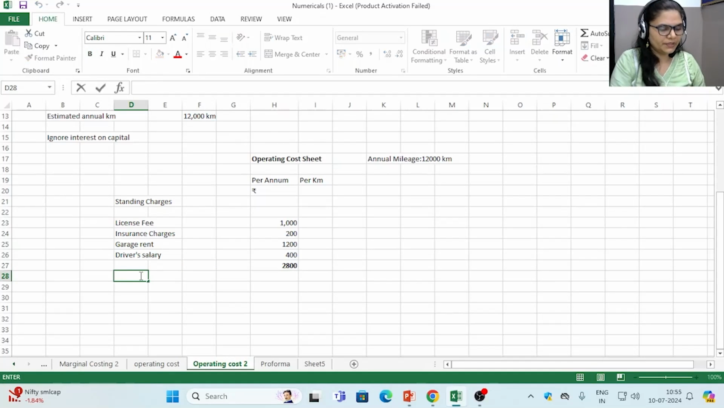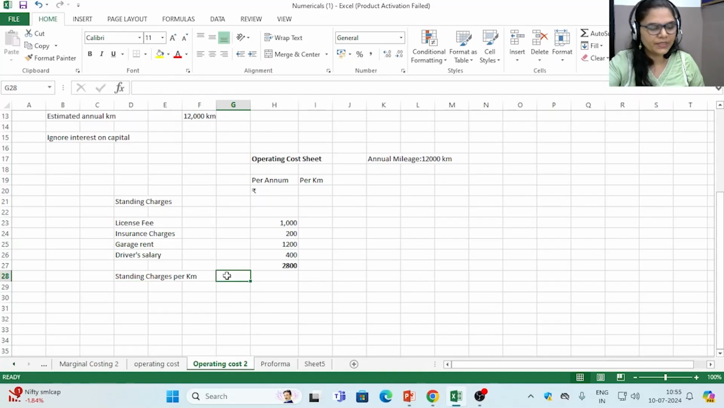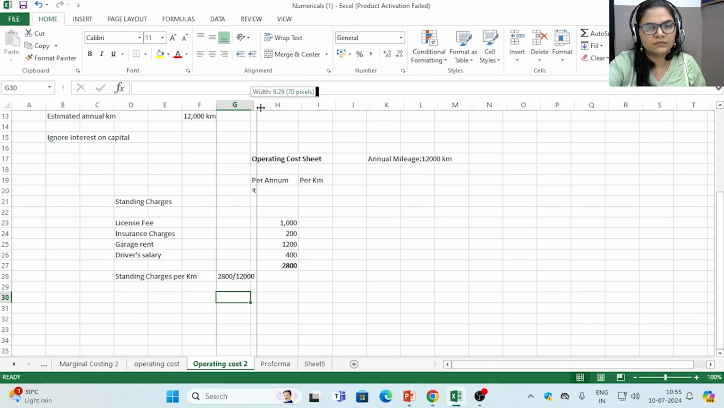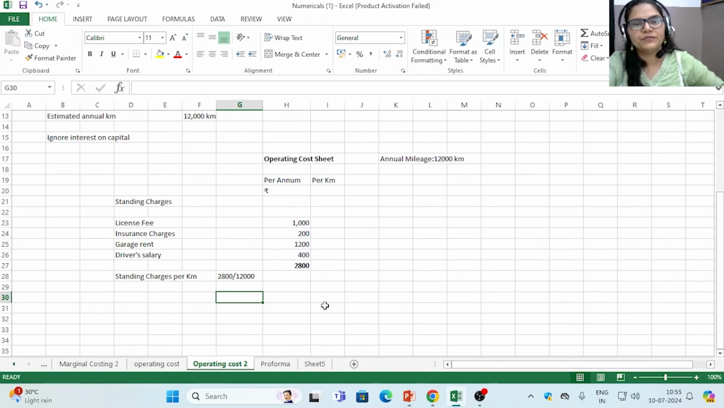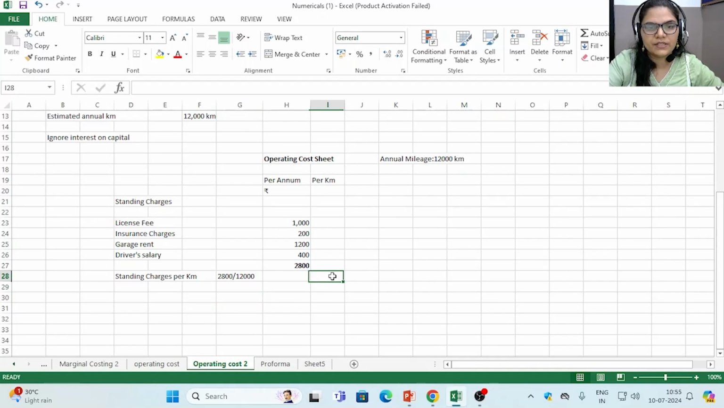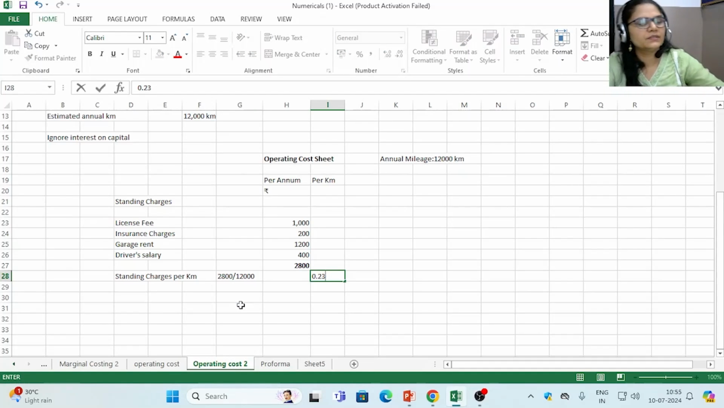Standing charges per kilometer will be 2800 divided by 12,000, which will give you 0.23 as your standing charges per kilometer.